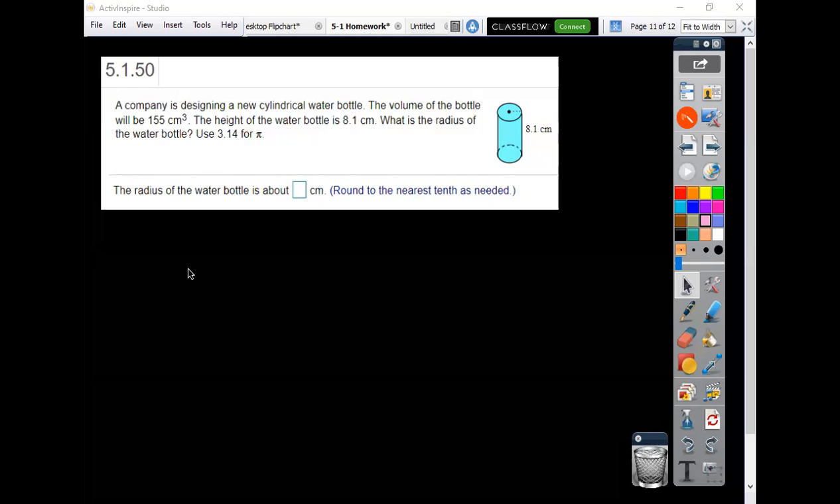All right, we've got a cylinder here with a height of 8.1. I see that just looking at it quickly. It tells us the volume is 155, and they want to know the radius. So when I learned how to find the volume of a cylinder, it was explained to me this way.